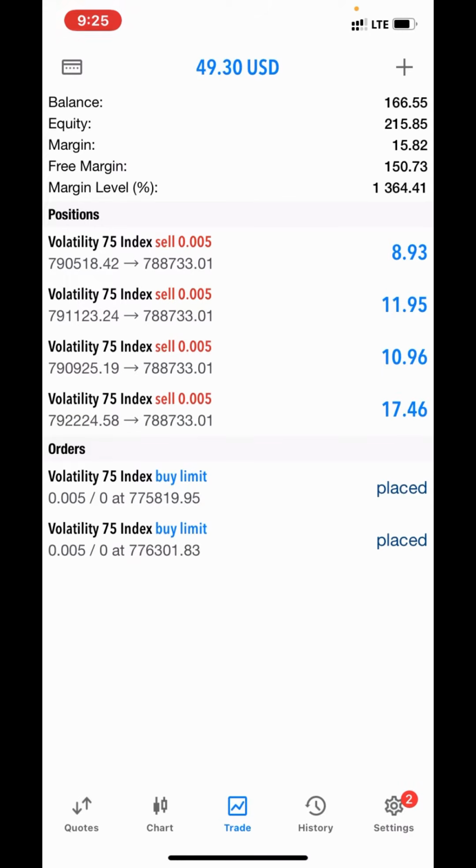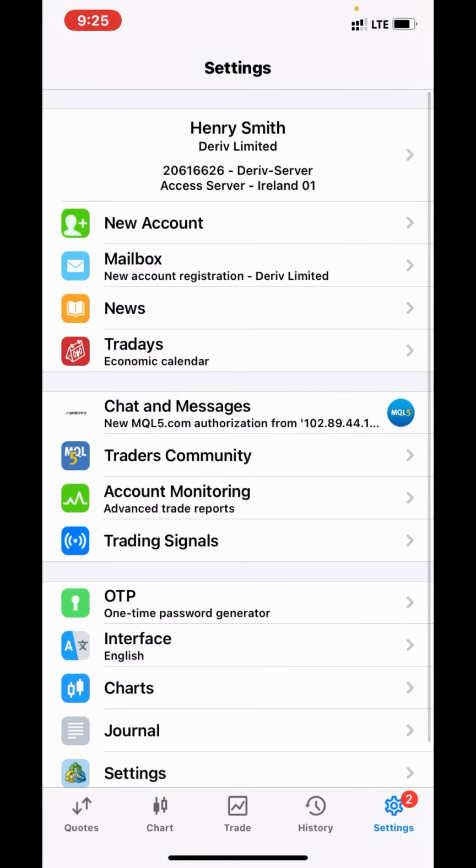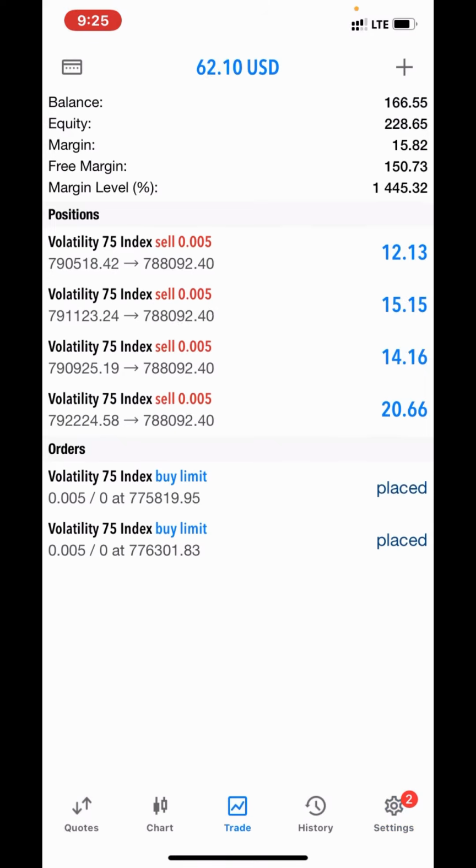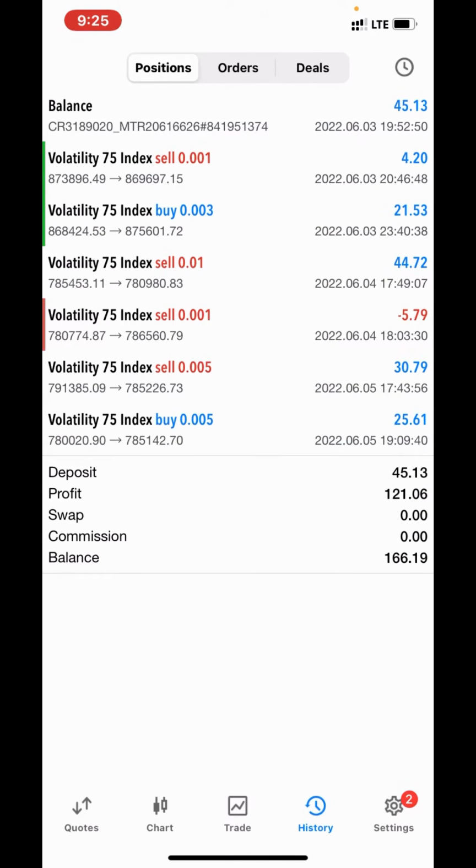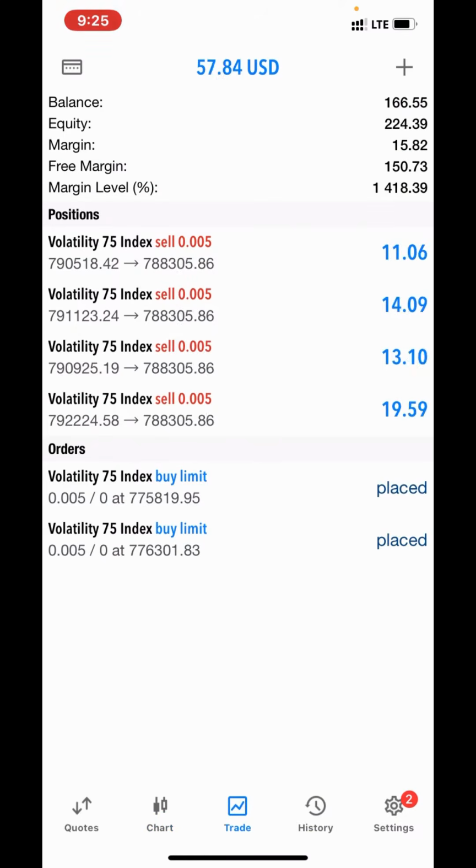That was the day before yesterday. Let me show you. As you can see, this is a real account, Henry Smith Deriv account. This is a Deriv account, a real account. If it's a demo, you see a demo badge there. All right, now let me go to the history. As you can see, I deposited $45. That was what I deposited. So right now as we speak, I am at $224 from $45.